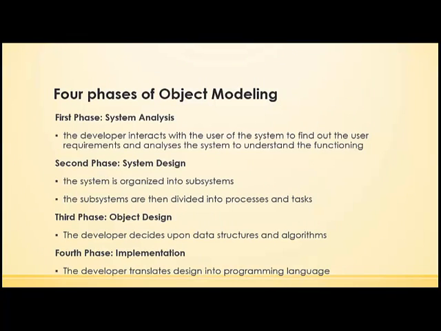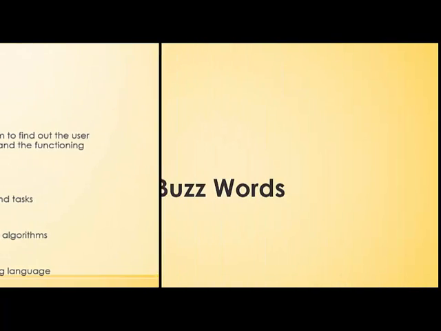The first phase, system analysis. The developer interacts with the user of the system to find out the user requirements and analyzes the system to understand the functioning. The second phase, system design. The system is organized into subsystems. These subsystems are then divided into processes and tasks. Third phase, object design. The developer decides upon data structures and algorithms. Fourth phase, implementation. The developer translates design into programming language.